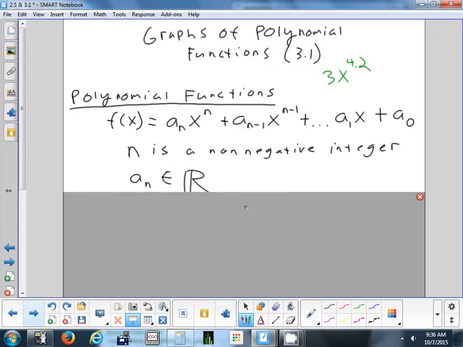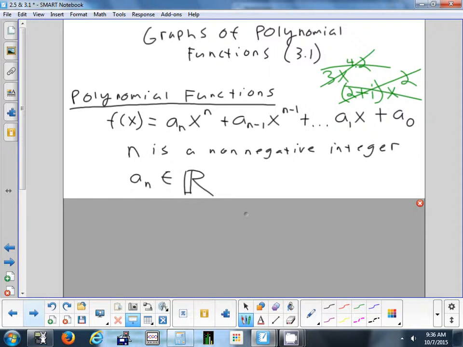All the coefficients have to be real numbers. So you can't have some imaginaries like this: 2 plus i times x squared. That's not a polynomial. That's imaginary. You're going to have real numbers. You can have decimals in front. You just can't have decimals for the exponents.